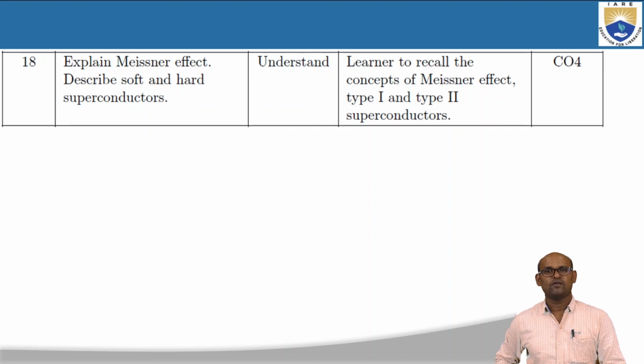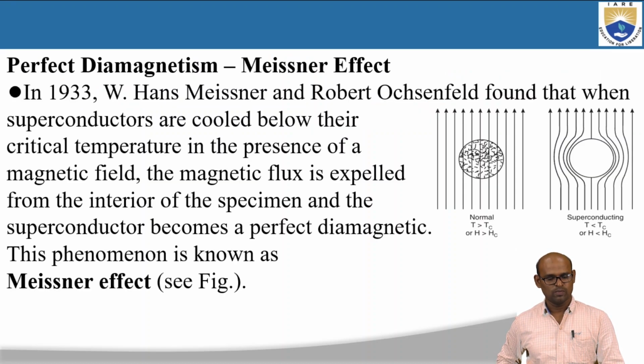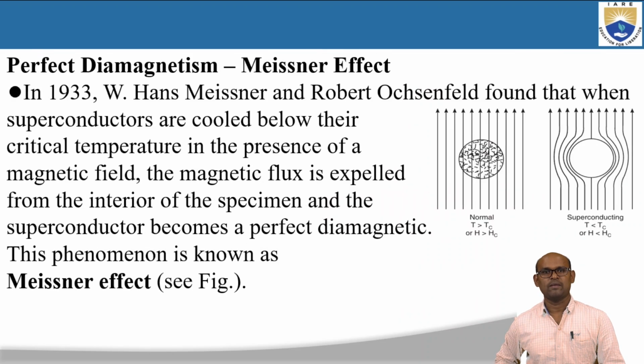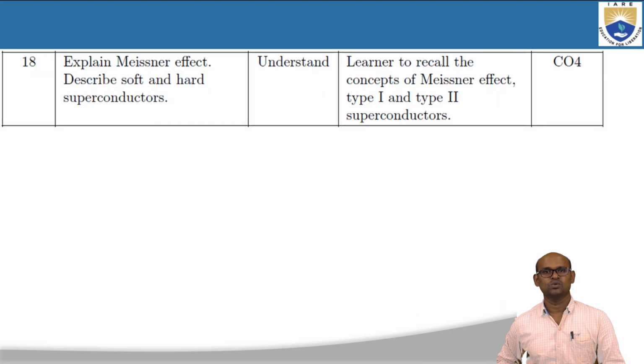Describe Meissner effect and soft and hard superconductors. We have discussed what the Meissner effect is: expulsion of the external field when temperature is reduced below Tc. Below Tc, the magnetic induction is 0, and hence we find that chi, which is M by H, is -1. Susceptibility is negative only for diamagnetic material, so when the material is in the superconducting state, it acts as a perfect diamagnetic material.